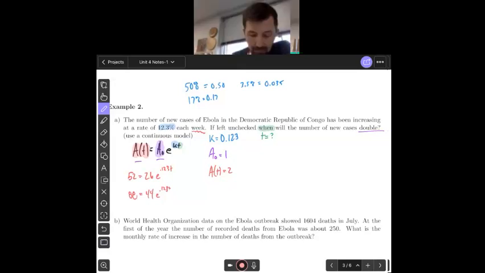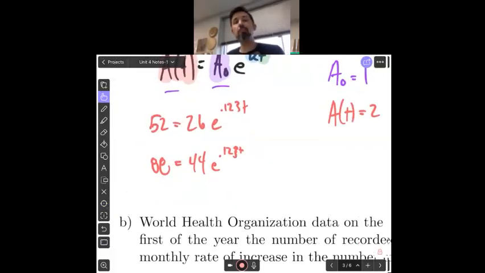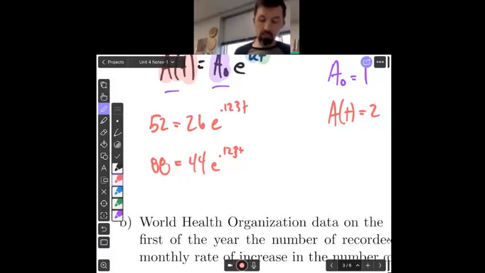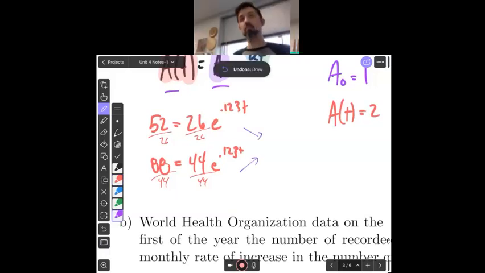Either way, right? What's our first step when we go to solve these two equations? Divide by 44, or divide by 26. That's our first step, to get rid of that coefficient, just like we did on the last problem. Both times we do that, what does the left side become? What's 52 divided by 26? What's 88 divided by 44? 2. What does the right side become?